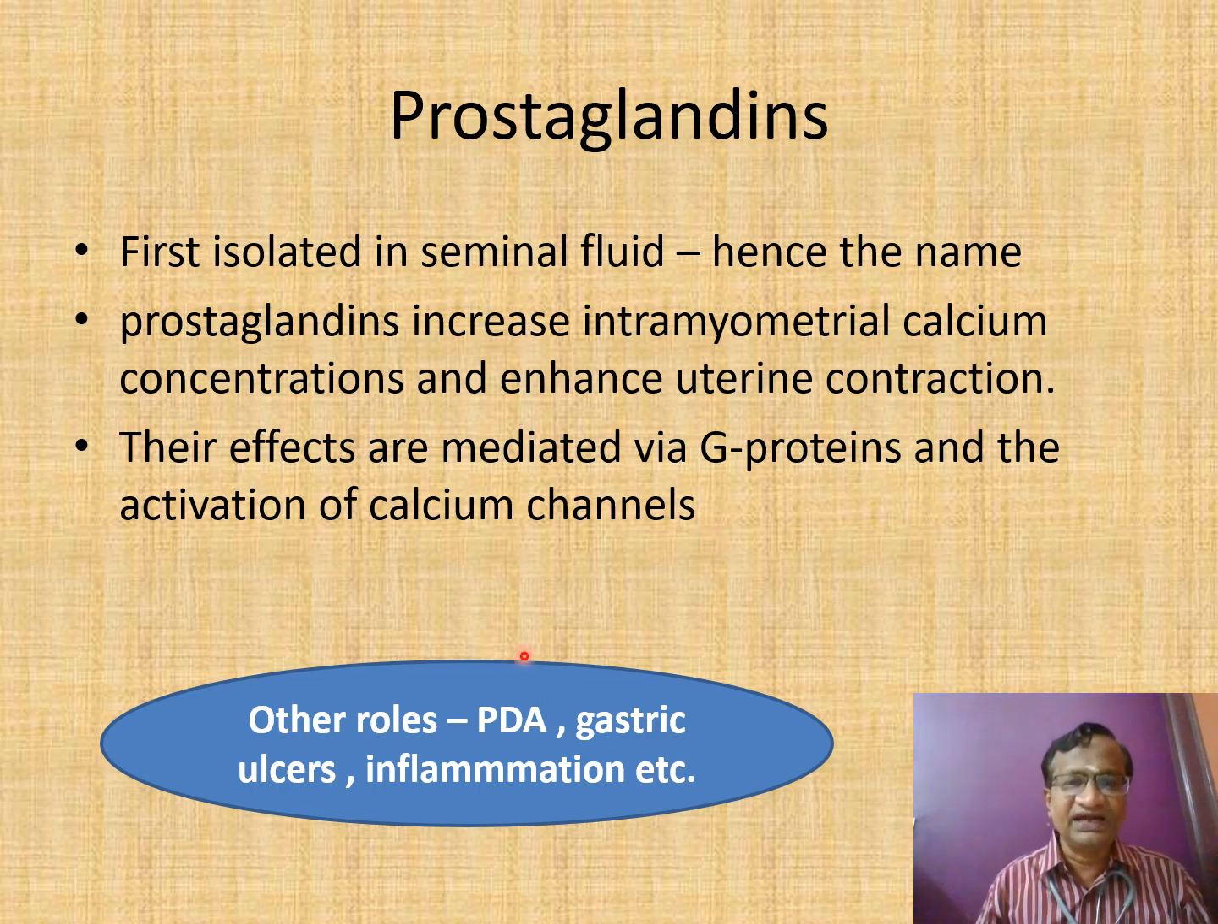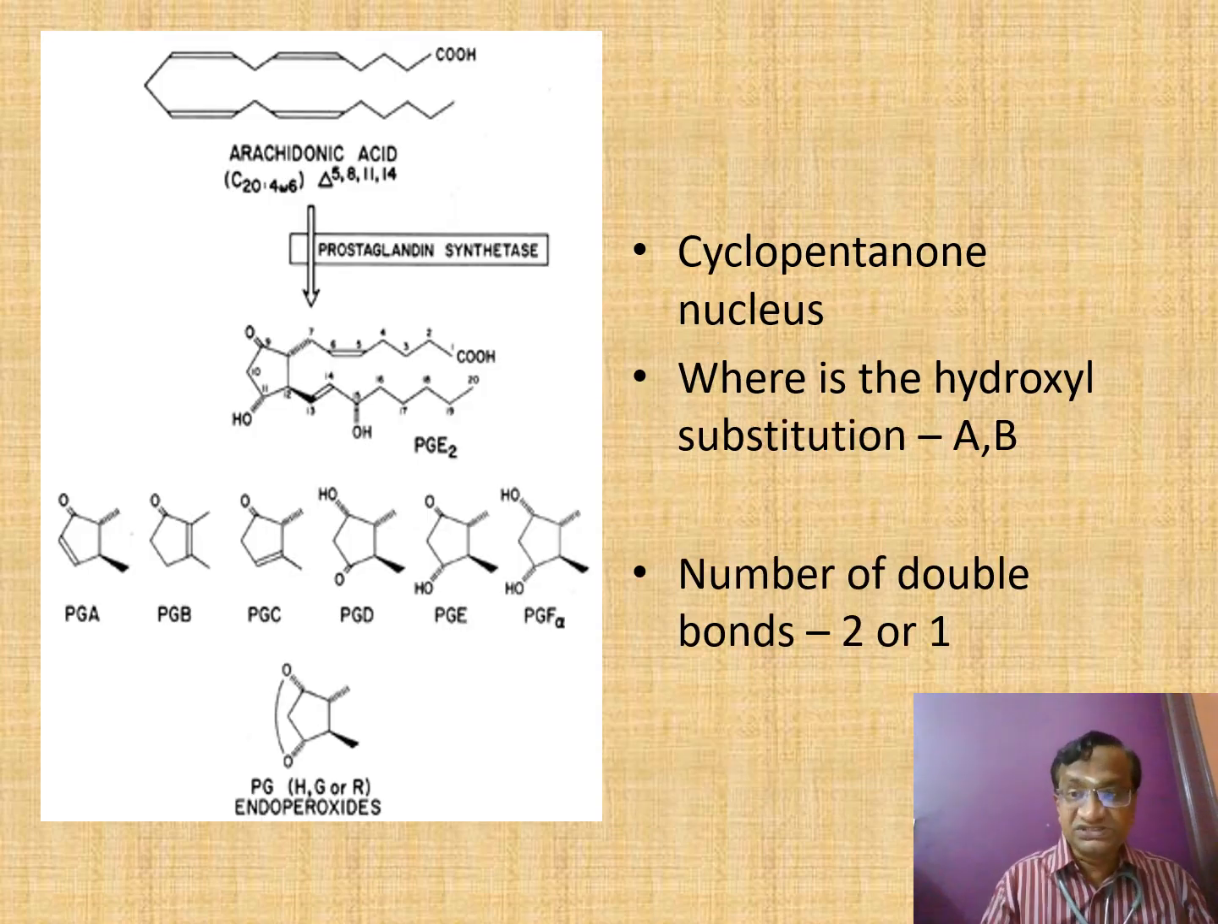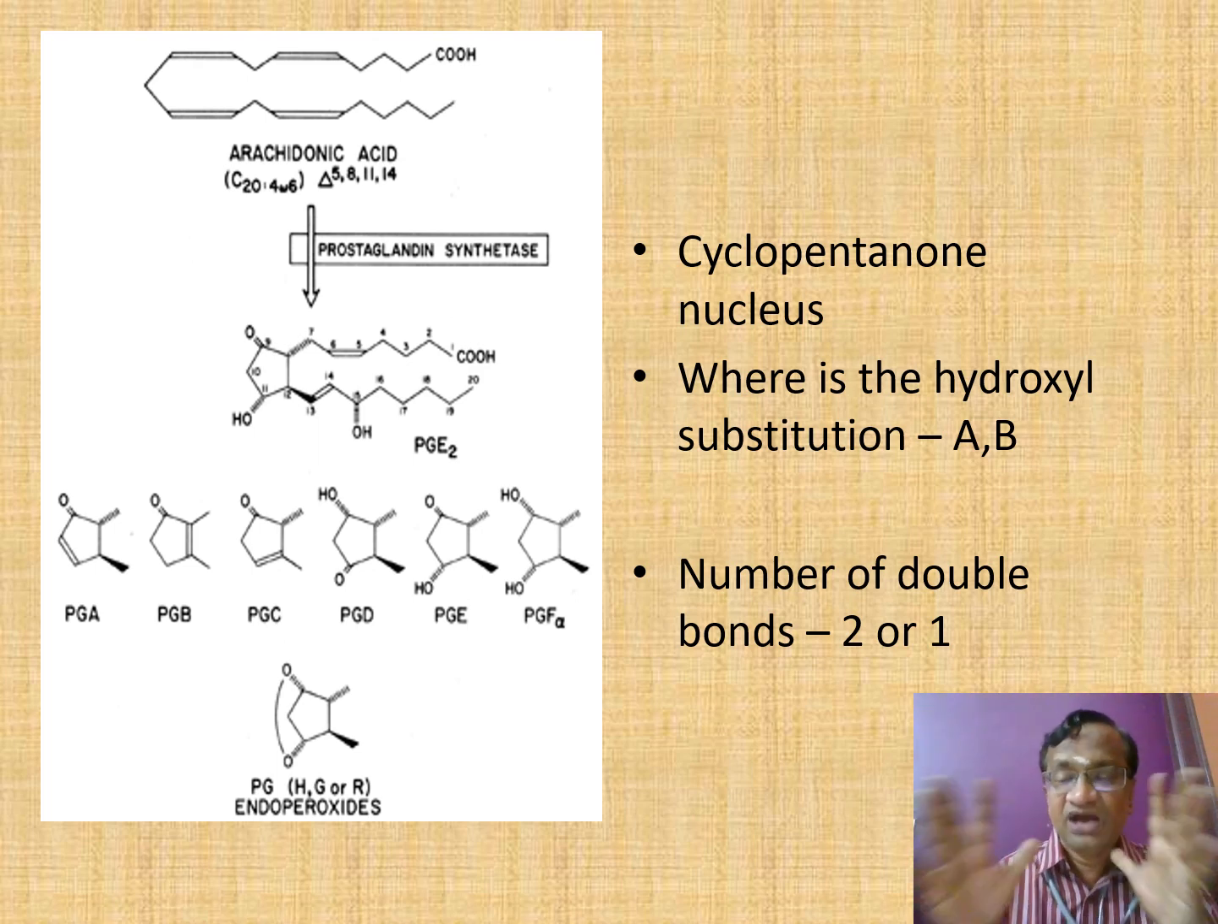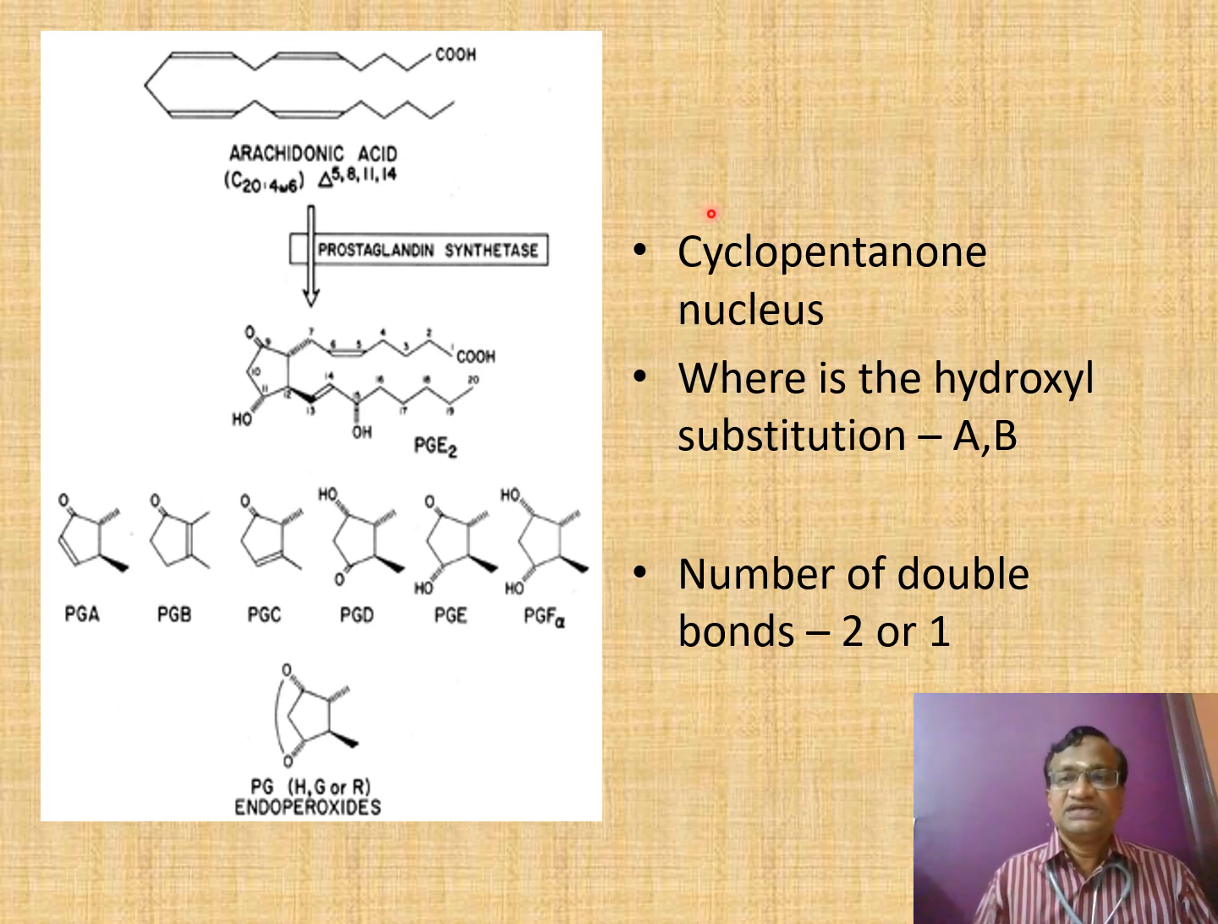Other roles of prostaglandins, gastric ulcers, inflammations, and patent ductus arteriosus. It was first isolated in seminal fluid, that is called prostaglandins. Cyclopentanone nucleus, and where is the substitution? It depends upon. It is actually from arachidonic acid.